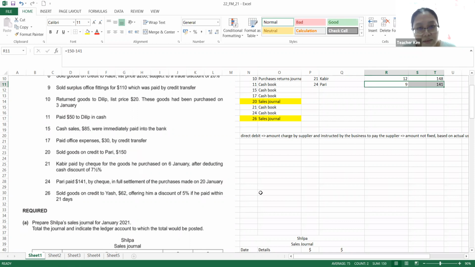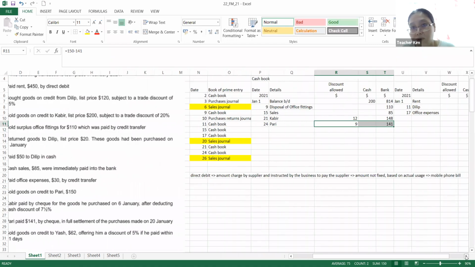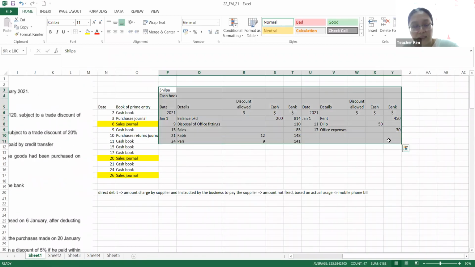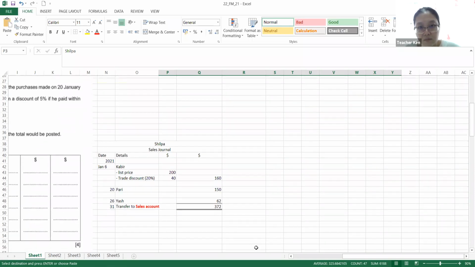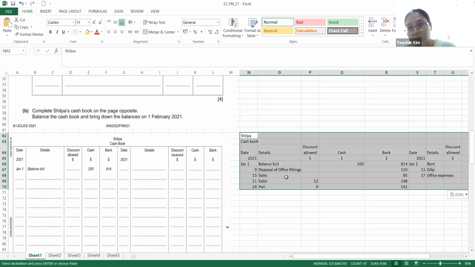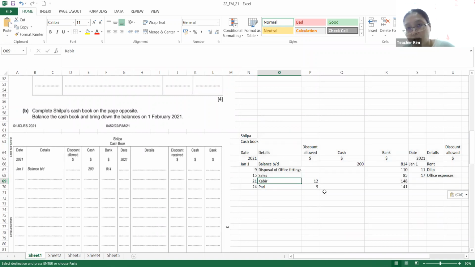Okay, all the transactions we did, we have recorded already for the cash book. So now what we've got to do is, okay, let me put it to the side there, so at least it's easier for you. Okay, so we sub the total first.